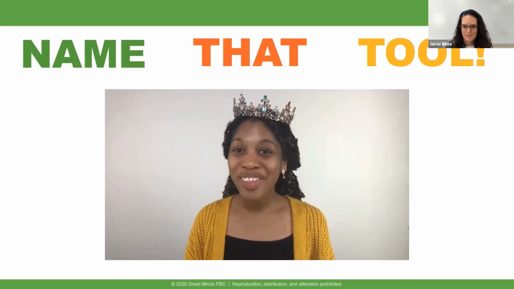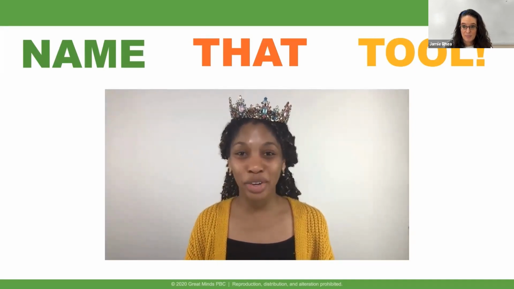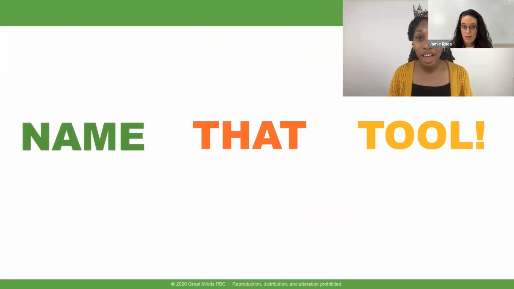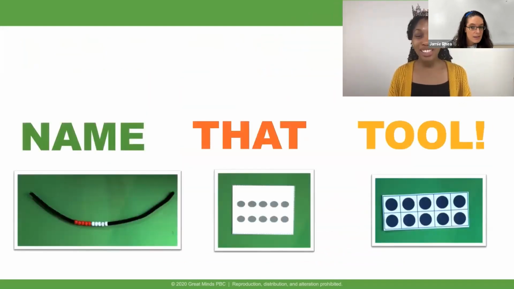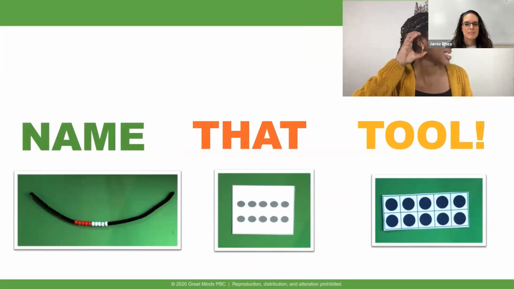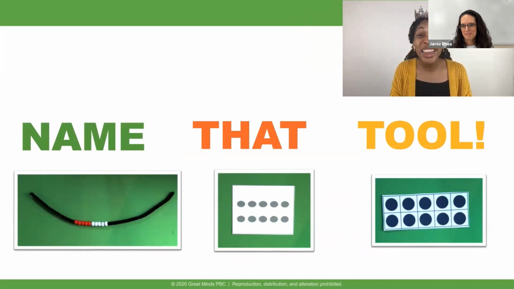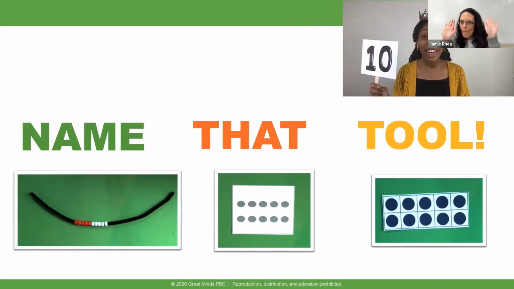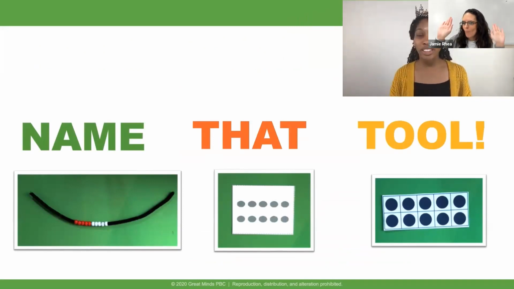I think it's time for the $1 million question. What do all these tools have in common? They all show 10. Ding, ding, ding. They all show 10. You all are all winners of Name That Tool. Well, I actually don't have $1 million to give to you, but I can continue to teach you so that way your brain can continue to grow. Let's keep learning. Let's go.